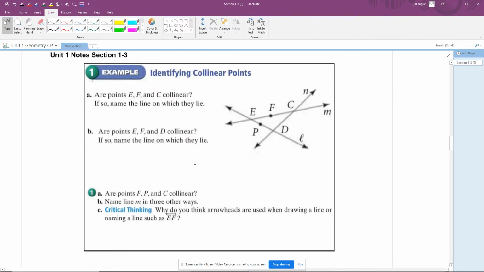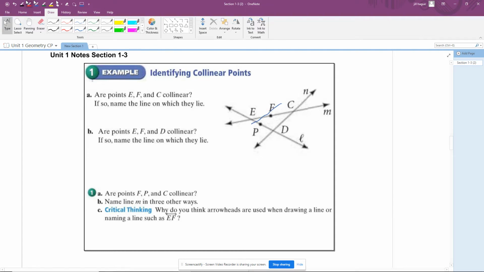Okay, moving on. If we have to identify collinear points, get out of your head that they have to be on the visible lines. You could draw a line through points and they could still be collinear. So they don't even have to be on the same line, unless I might ask you, are points E, F, and C collinear on line M? Yes, they are.